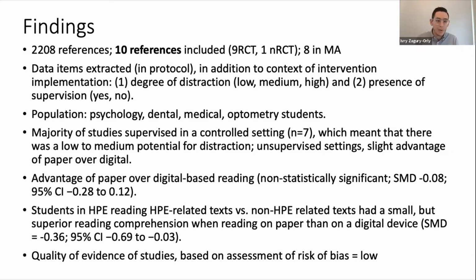There was an advantage of paper over digital reading, which was not significant, but which would confirm prior findings of the systematic review. But what we did find that was significant was that students in health professional education reading related texts, so texts related to their field versus texts that were not related to their field, had a small but superior reading comprehension when reading on paper than on a digital device. And the quality of evidence of studies based on our risk of bias was low.